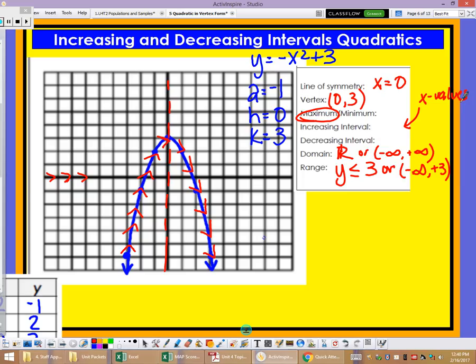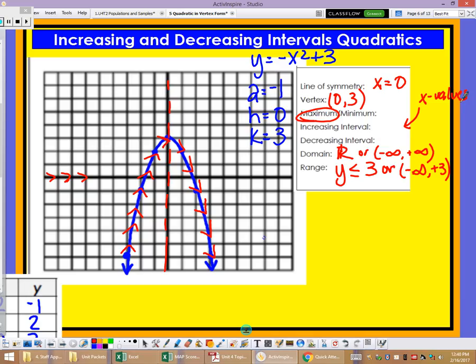Yes, sir? David? So you say from negative 3 to 0. I agree with that on this graph. But the one thing I want to say is that this graph goes on forever and ever. I love the fact that you know that it goes from at least negative 3 to 0.